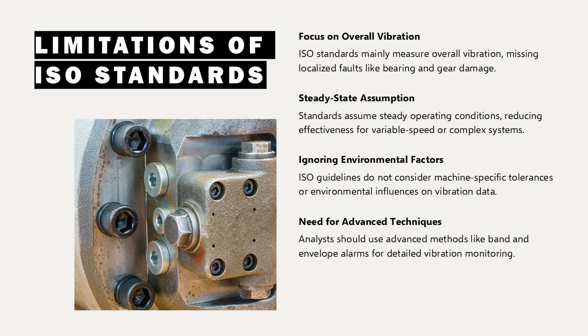They primarily focus on overall vibration levels, which may not detect localized faults such as bearing defects or gear damage. Additionally, these standards assume steady-state operating conditions, making them less effective for variable speed machinery or complex systems. ISO guidelines also do not account for machine-specific tolerances or environmental factors, which can influence vibration readings. Therefore, relying solely on ISO-based alarms can lead to missed detections or false alerts. To overcome these limitations, analysts should incorporate advanced techniques like band and envelope alarms for more granular monitoring.